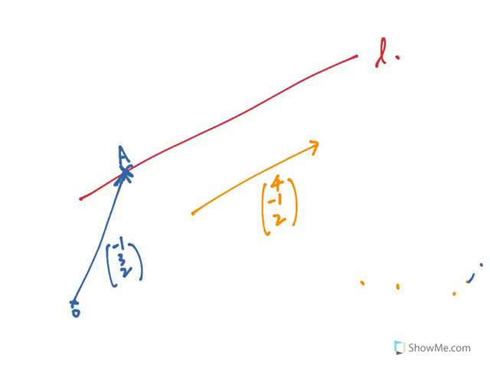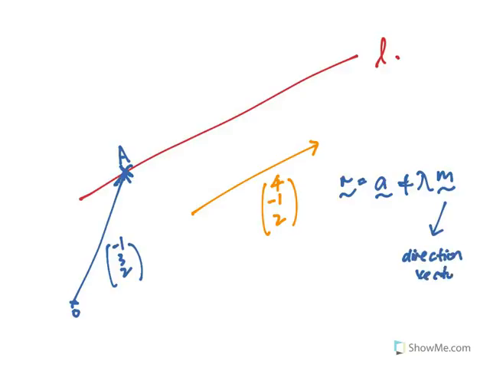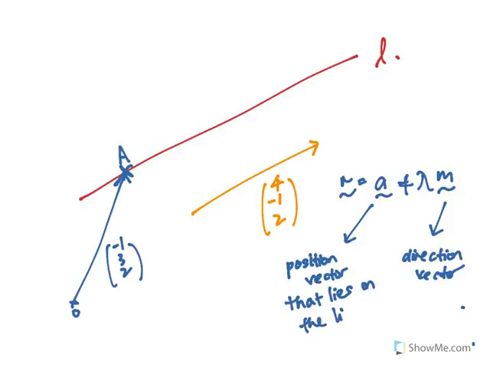We know that the equation of a line is just r equals a plus lambda m, where m is a free vector or the direction vector. So this is the direction vector, and a would be the position vector that lies on the line. Alright, so with this we are ready to quickly plug in the question.